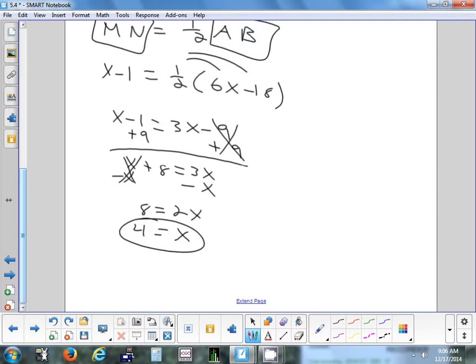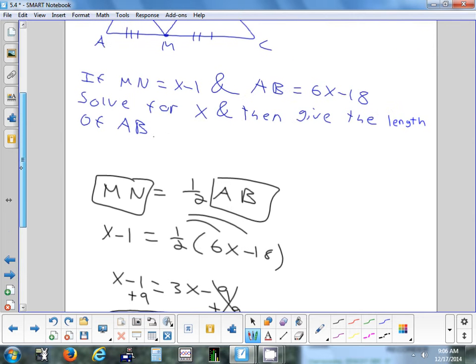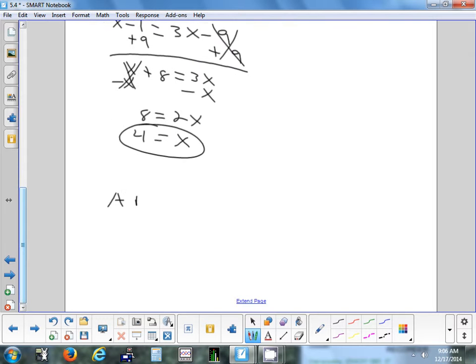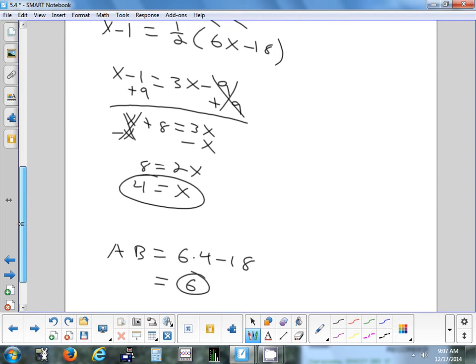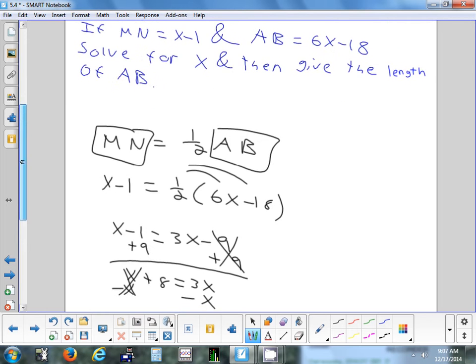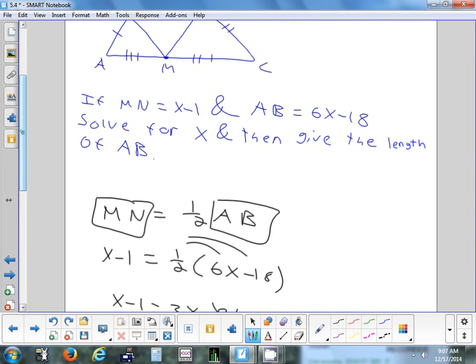Is that what they wanted? No. Part of what they wanted. Then you have to plug it in for AB. Right, they want the length of AB. So fill in 4 for x. 6 times 4 minus 18. How much? 6. We could have done is just subtract 1 from 4 since that's what MN is, and then just multiply that by 2. Yeah, there's other ways to solve it and set it up. But yeah, there's definitely other ways to do it. Sure.